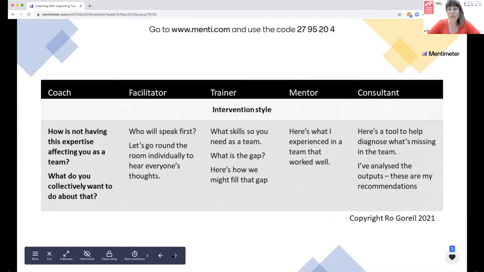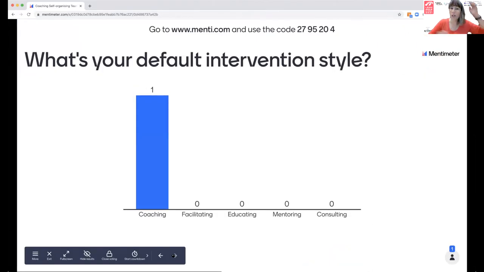Ideally, as I say, you want to be in that coach mode more often than not, because if we're helping create self-organising teams, we want them to be able to coach themselves. So let's just ask you a question again then. Even if you're not a coach, what's your default intervention style? Given those choices, which of those is your default intervention style? If you're in a meeting, which one of those do you think you might be inhabiting more often than not?